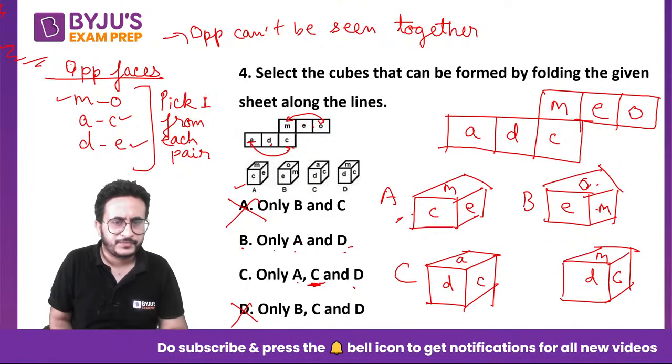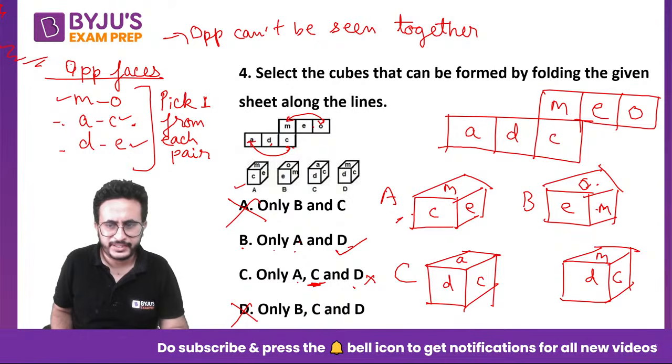So check for C. So C has ADC. So A, D and C. Now A and C are opposites, they cannot be seen together, whereas in this case they are seen together. Okay, so that means this is not true. The answer will be A and D.